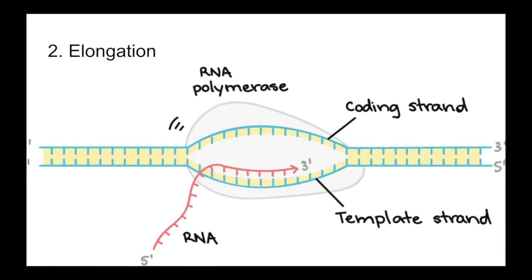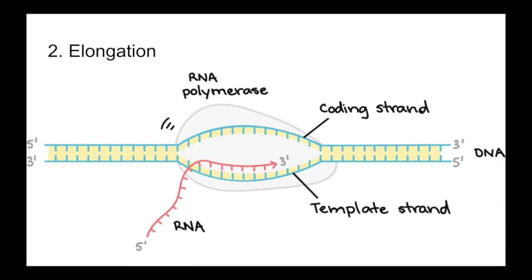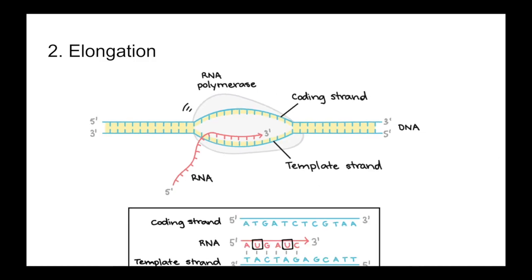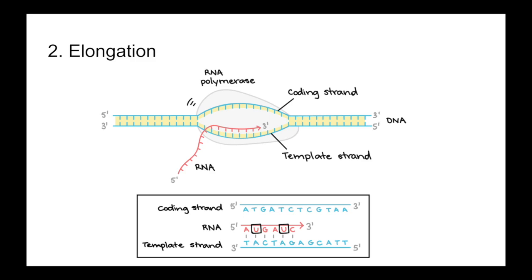template strand. RNA can only be synthesized in a 5' to 3' direction, and the template strand is read in a 3' to 5' direction. The coding strand is not read. In RNA, thymine is replaced with uracil, and it has complementary base pairings to the template strand.